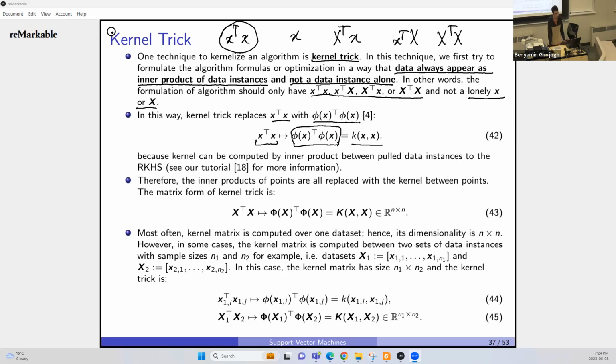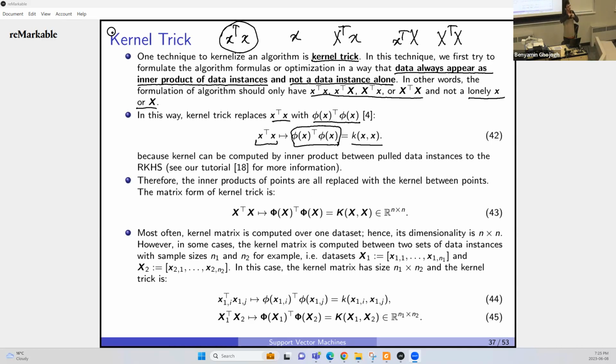What does it mean? What's the interpretation of this? Assume I have some X. When I say that in my formulation I always have X transpose X, it means that my problem doesn't care about the data points alone. It cares about their similarity. When we say X transpose X, it means how X is similar to X.